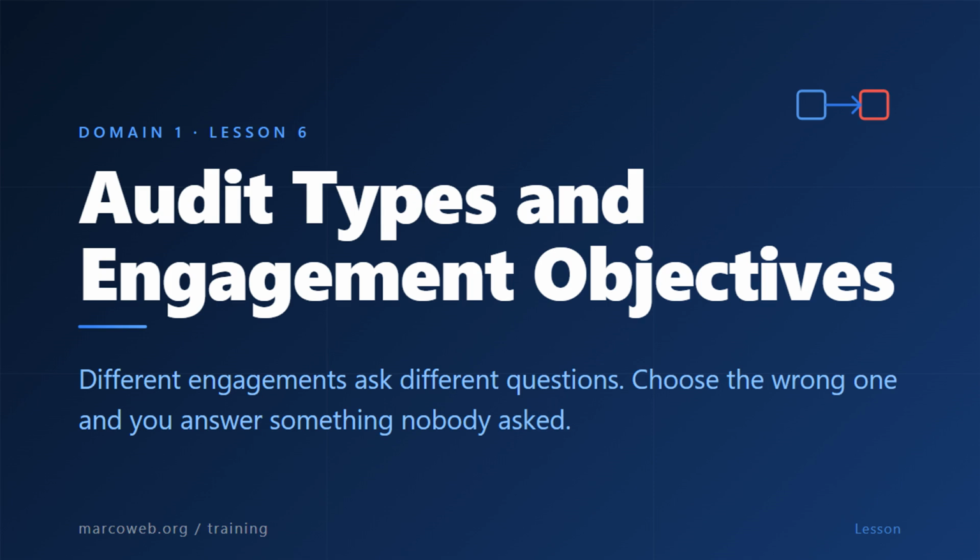Audit types and engagement objectives. This lesson is about choosing the audit approach that matches the assurance being sought, because the wrong choice gives you a technically correct answer to a question nobody asked.